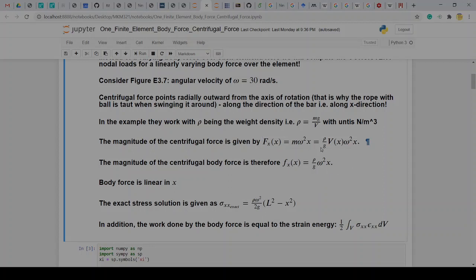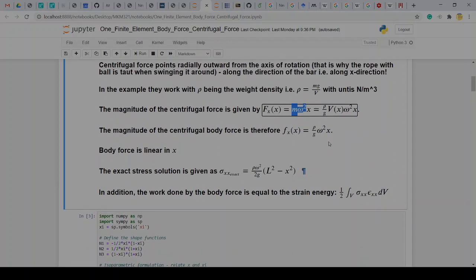We can rewrite this a little bit by writing the mass in terms of the density, so it's rho over g times the volume times omega squared x. That's really another way of writing this centrifugal force. And if I want to write this not as a force but as a body force, then I just divide by the volume, and I end up with this expression here. So this allows us to compute the centrifugal force and the centrifugal body force over the element.